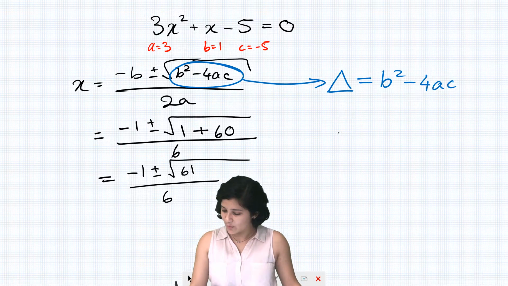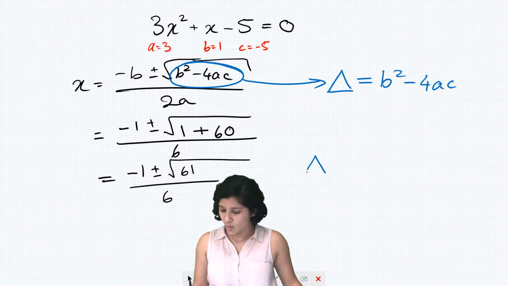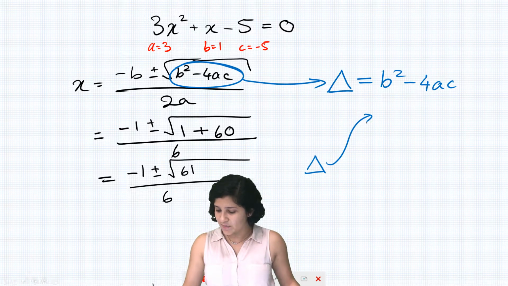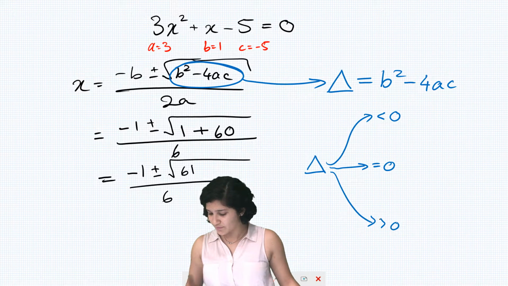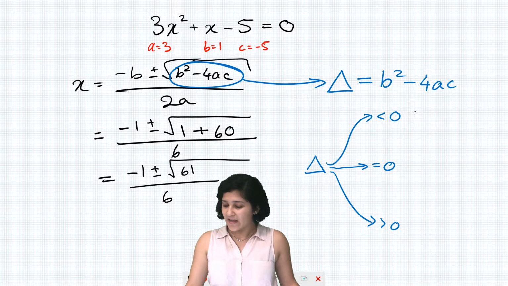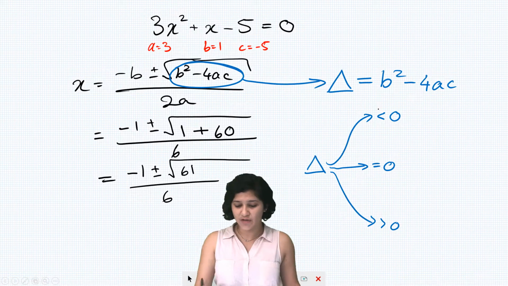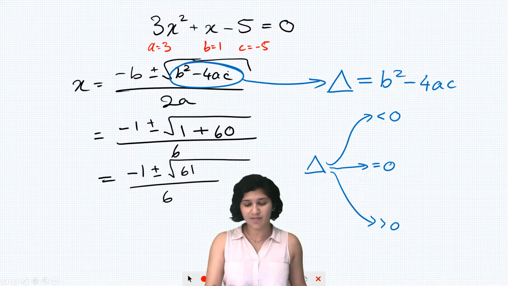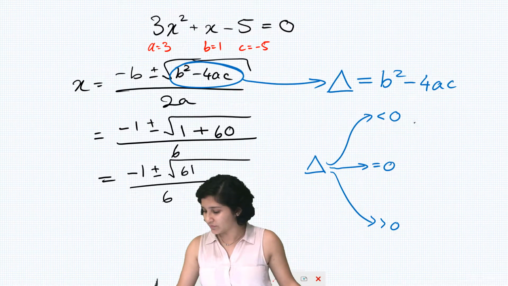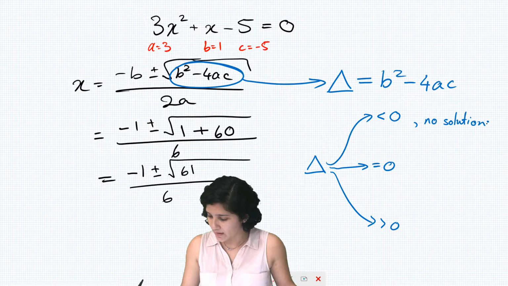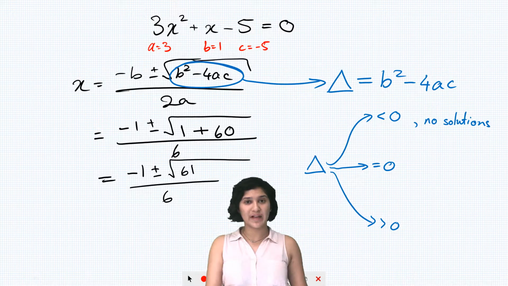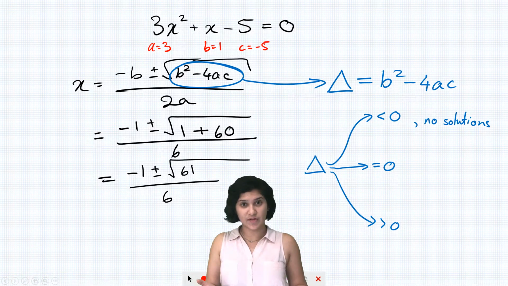So, we have to think about what would happen if this thing was negative, 0, or positive. Alright? If it was negative, and we tried to square root it, there would be no answers. And if this part of the quadratic formula has no solutions, then the whole thing has no solutions.